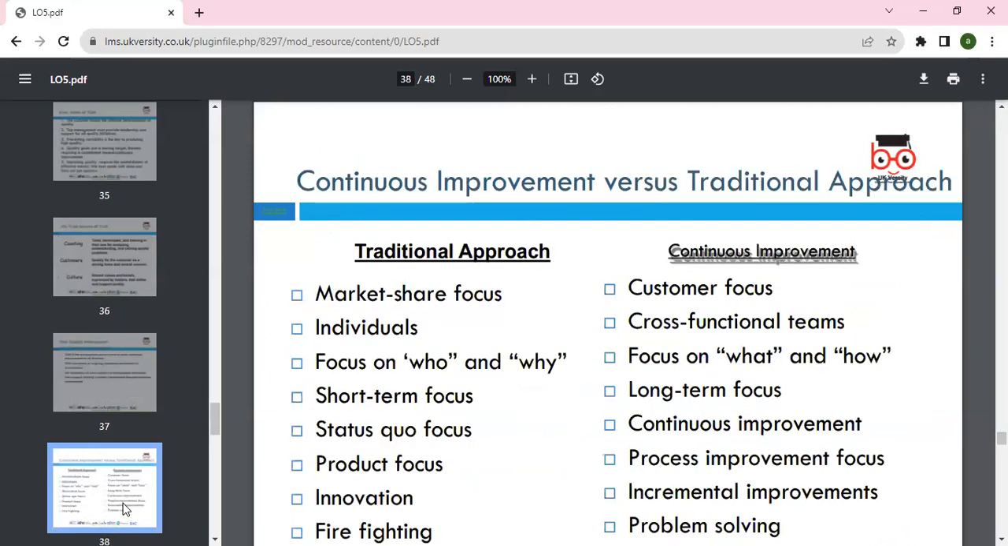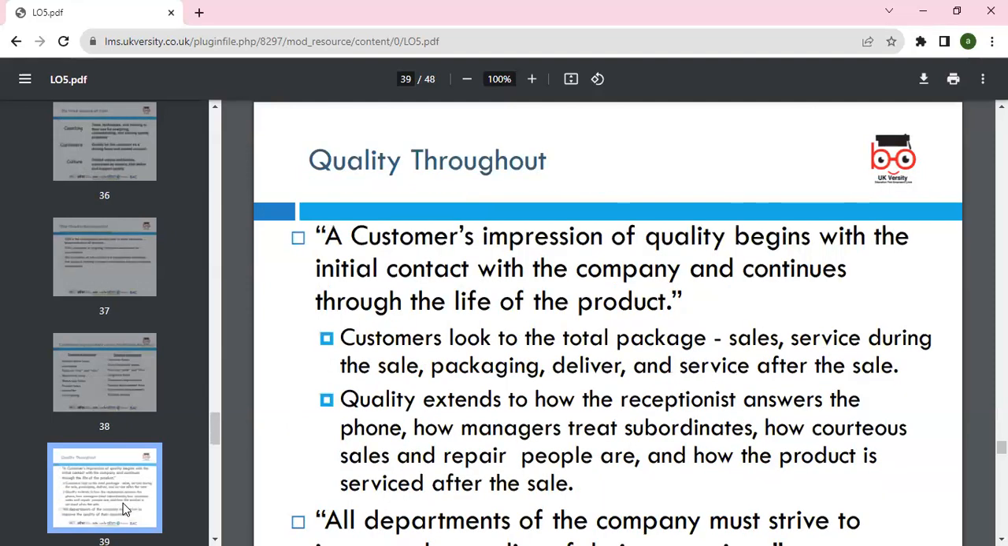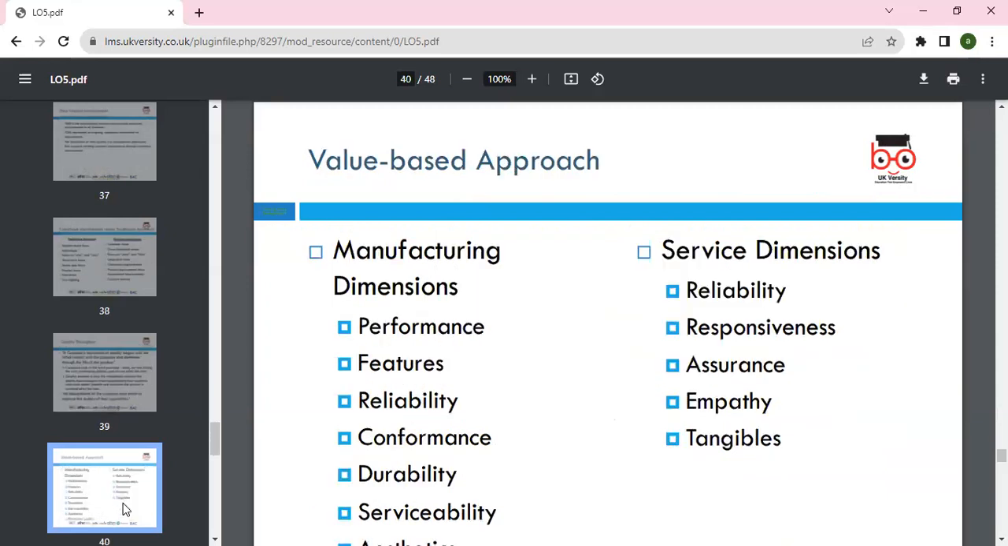Okay, so we have a traditional approach, which is market share focus, individual focus, who and why, short-term status quo, and we have continuous improvement, customer focus, cross-functional team focus, what and how, and we focus on the long-term incremental change. So quality throughout the customer impression, the quality begins with the initial contact with the company and continues through the product. Yes, the customer looks at the total package: sales, service during sale, after sale, what you're doing in after-sale service.